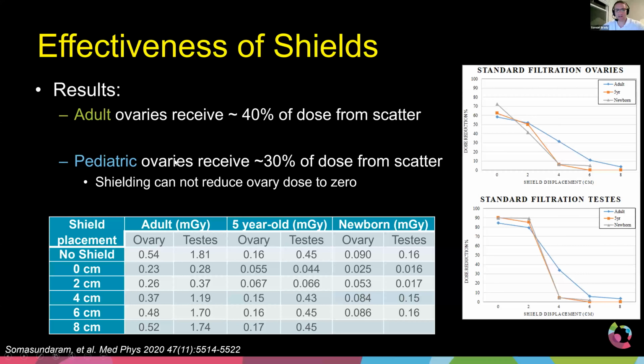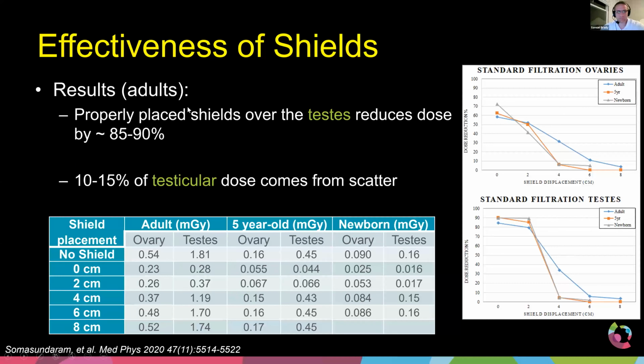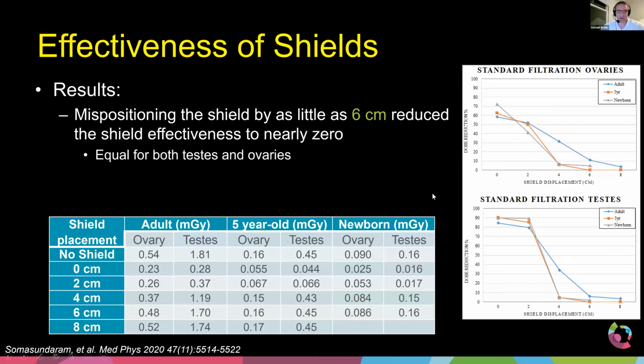We saw that for the ovaries, once again, for pediatrics, looking at our 5-year-old and our newborn, 30% of the dose to those ovaries comes from the scatter. And here I just gave you all the numbers, but I'm not going to go over all those. Now, for the testes, for the male, the dose reduction was about 85 to 90% for adults. Properly placed shields over the testes reduce the dose by 85 to 90% for adults, and 10 to 15% of the dose to the testes came from scatter. And we just kind of talked about that.